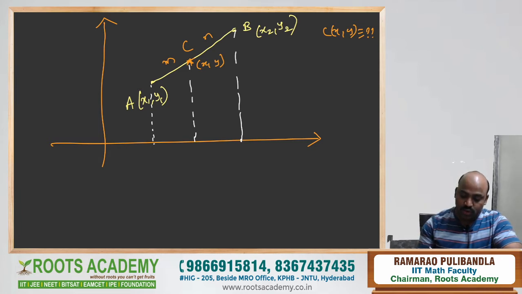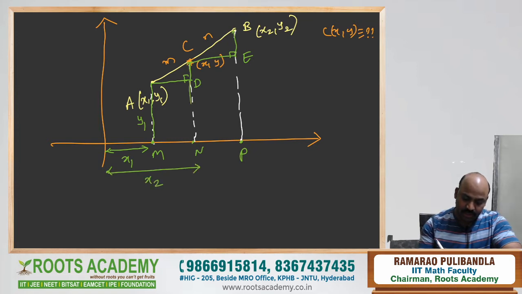I'm just joining all this to form triangles. I will get a set of similar triangles. Got it, students? This is A, B, C like this, and you assume this is D and this is E, and here it is some M, N, P, something like that. You name it. This distance is called x1 and this total distance we call x2.